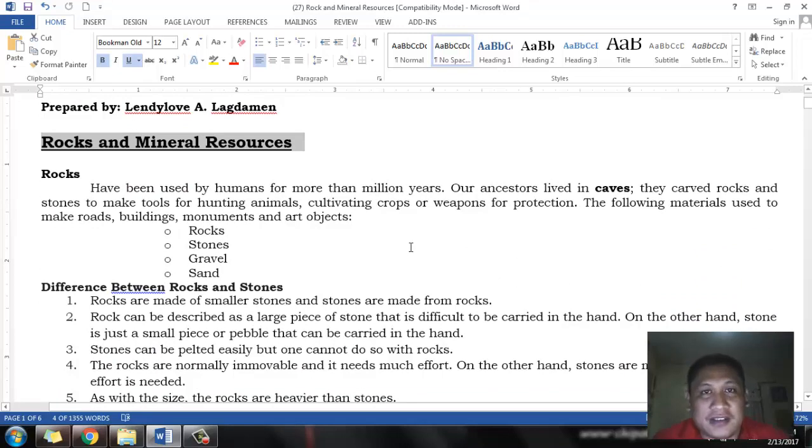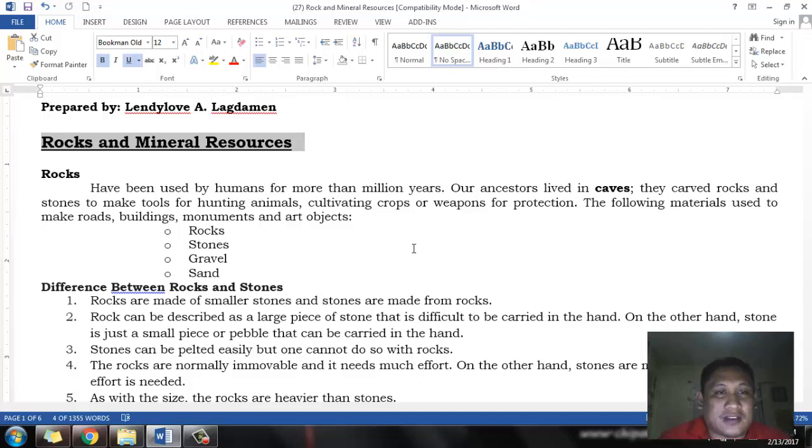But before that, let us try to have a fresh review of the previous lessons that we have discussed. Last time, we discussed the context of soil formation and some other insights about soil. If you can still recall that, then perhaps you can look into your handouts on that and also try to review our previous video. But this time, let us talk about rocks and mineral resources.